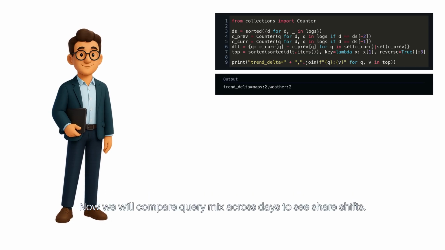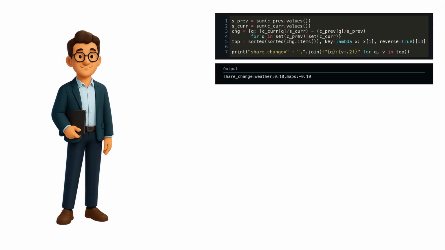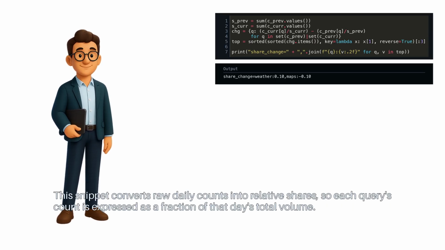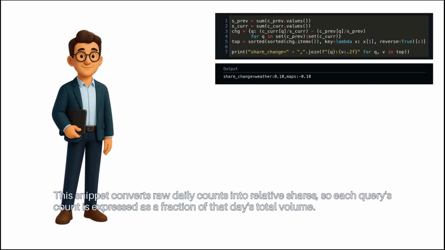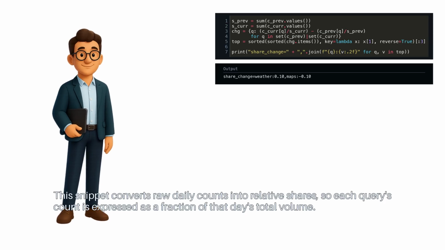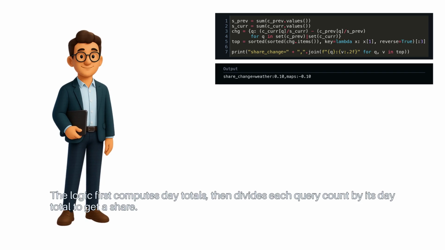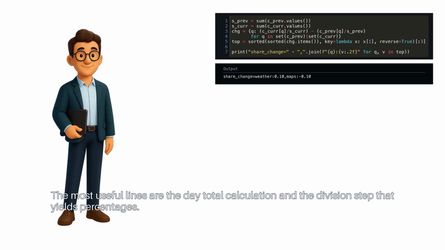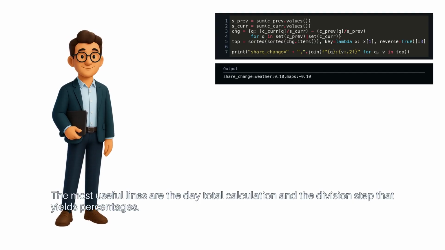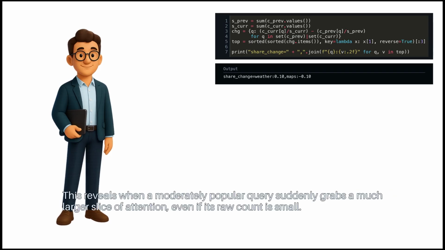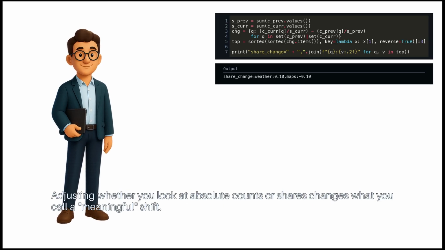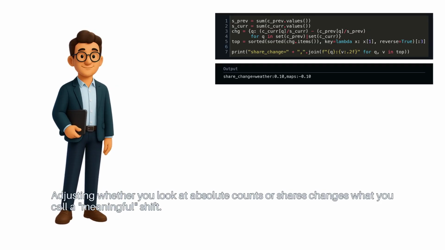Now we will compare query mix across days to see share shifts. This snippet compares share of voice by day to reveal meaningful mix shifts. It converts raw daily counts into relative shares, so each query's count is expressed as a fraction of that day's total volume. The logic first computes day totals, then divides each query count by its day total to get a share. The most useful lines are the day total calculation and the division step that yields percentages. This reveals when a moderately popular query suddenly grabs a much larger slice of attention, even if its raw count is small. Adjusting whether you look at absolute counts or shares changes what you call a meaningful shift.